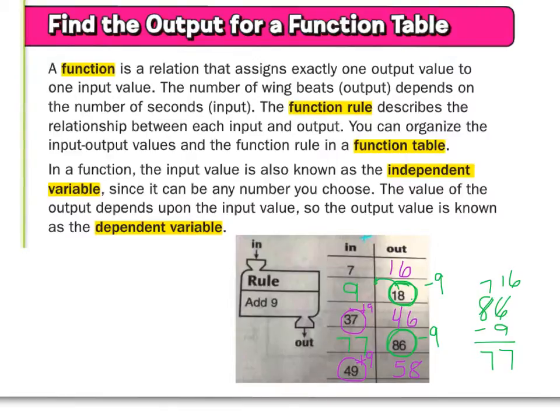I bet this looks a little bit more familiar. Well, what we're doing here is, this is our rule, our function rule, and this over here is called the function table. So, a function is a relation, or like a relationship, that gives exactly one output value to one input value. So our function rule here in this example was adding 9. Whatever number I put in, the input, I'd add 9 to it, the function, and I would get one specific answer. 9 plus whatever that number gives me the output. So this is our function rule right here.